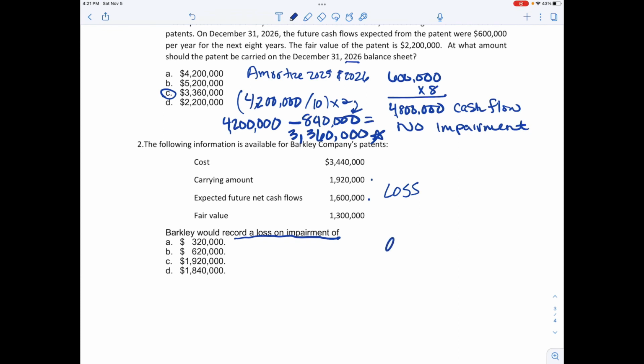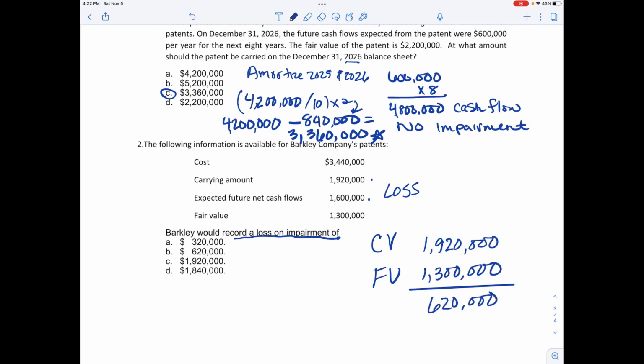Again, the loss is the carrying value, which is 1.920 million, compared to the fair value, which is 1.3 million. We're going to subtract those, and we should get 620,000. And that should be your answer there.